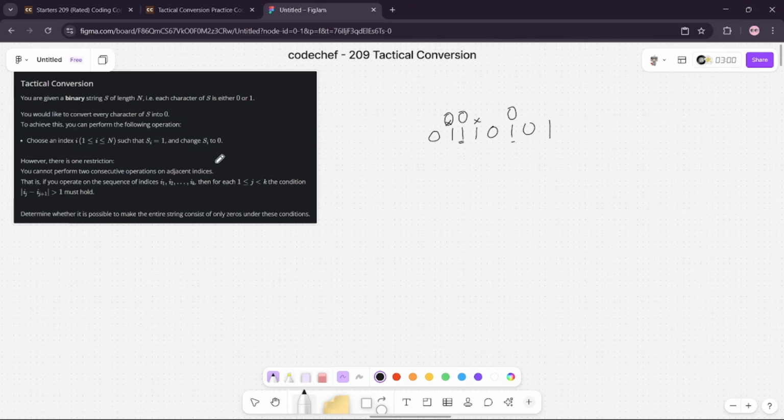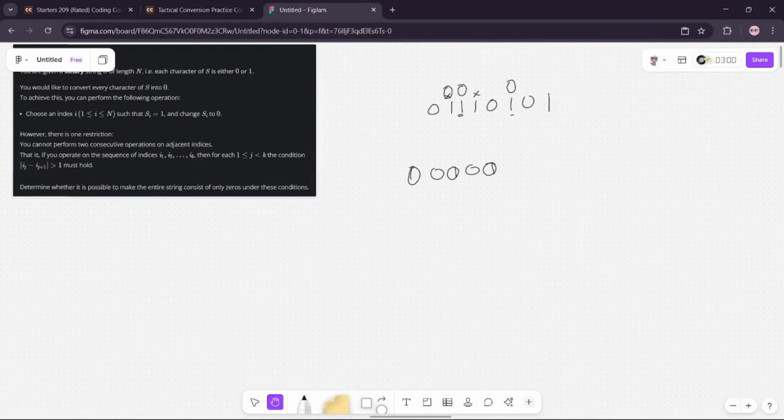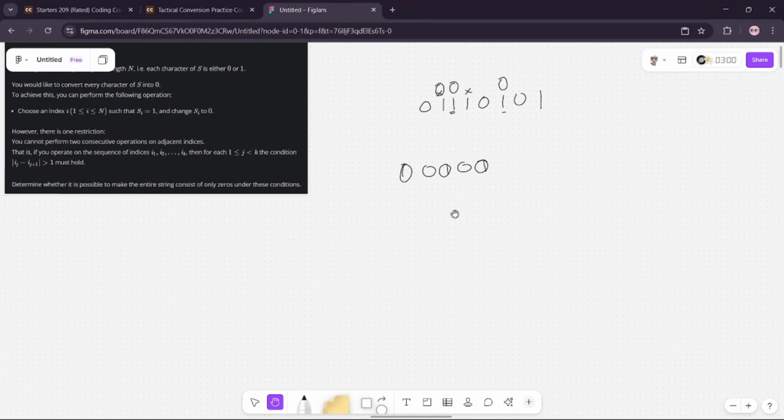Okay, so from this question, we can see that if there are no adjacent ones at all in our given string, we can simply convert every one into a zero. That means if the string contains 1, 0, 1, 0, 1, there are no adjacent ones at all, so there are going to be no restrictions. I can simply choose any index from the given string and convert it into a zero. So the problem only occurs when there are adjacent indexes, and then we have to determine whether we can convert it into a zero or not.